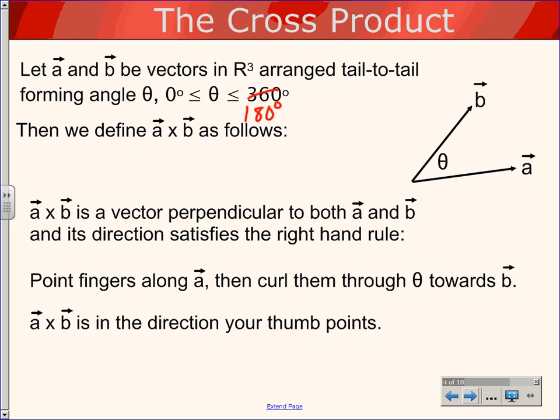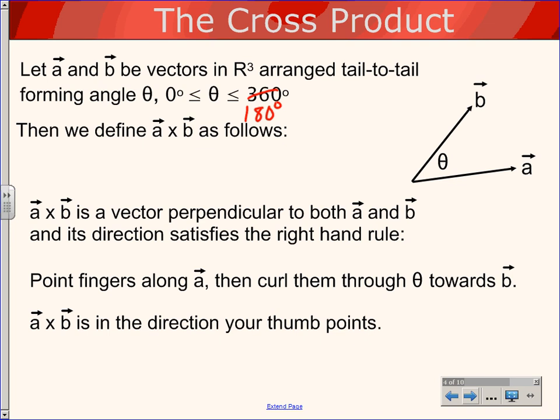So the new vector, this cross product, is a vector for one. That's different than the dot product, right? The dot product gave us a number. A cross B is a vector that's perpendicular to both A and B. So it has to be perpendicular to both vectors we started with. And its direction satisfies the right-hand rule.